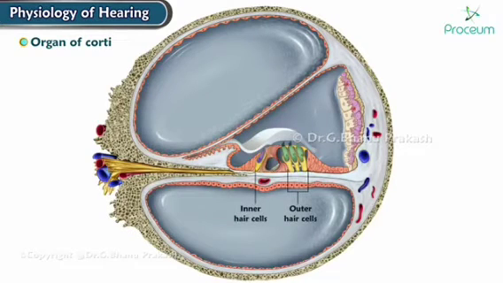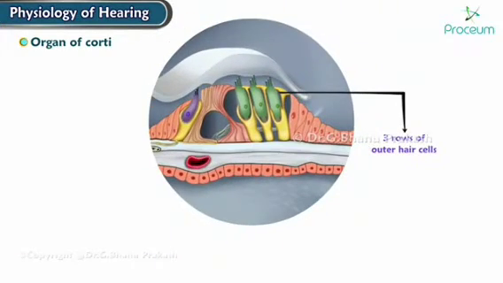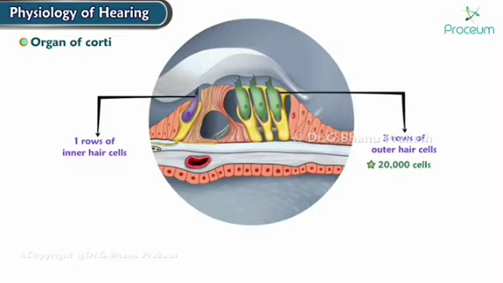Outer and inner hair cells. The hair cells in the organ of Corti are arranged in 4 rows, with 3 rows of outer hair cells and 1 row of inner hair cells. The outer hair cells are more numerous, with about 20,000 cells, while the inner hair cells are fewer in number, with only around 3,500 cells.